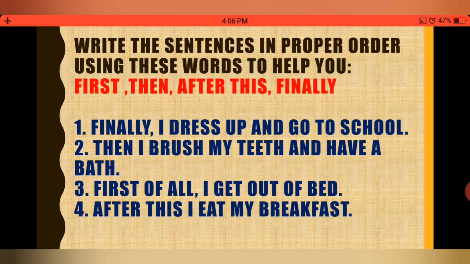Next, write the sentences in proper order using these words to help you: first, then, after this, finally. Okay. So these are the lines, children: finally I dress up and go to school. Then I brush my teeth and have a bath. Then first of all, I get out of bed. And then after this, I eat my breakfast. What you have to do? You have to write them in proper order.